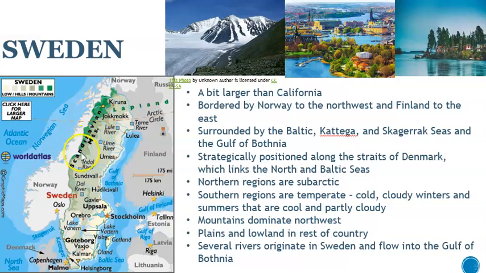The Scandinavian mountains dominate the northwest of Sweden. Plains and lowland are in the rest of the country, and several rivers originate in Sweden and flow into the Gulf of Bothnia. It's important to note that the Straits of Skagerrak and Kattegat are right in here, right in between Norway and Sweden.